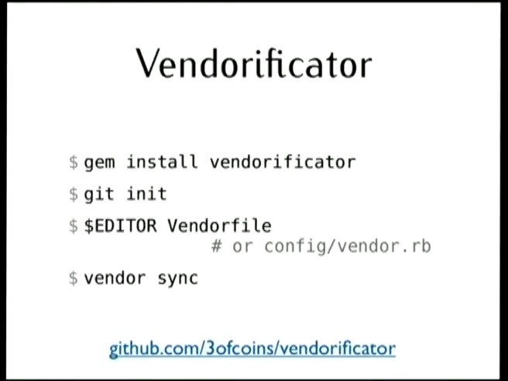So to get started, install the Vendorificator gem, init a git repository, and the main configuration lives in the so-called vendor file, or if you don't want to clutter your directory, just config/vendor.rb, and run vendor sync to synchronize and download. Now the quick demo, or presentation, of how it looks and how it works.